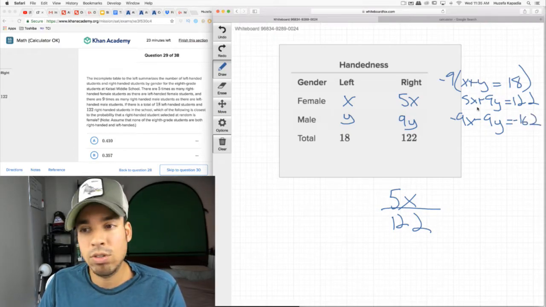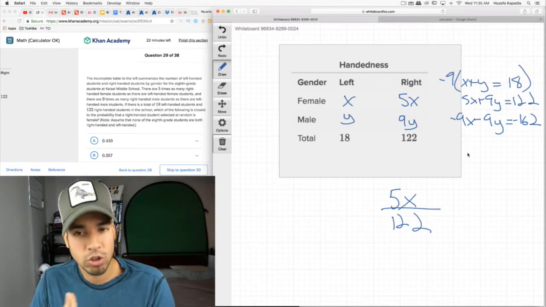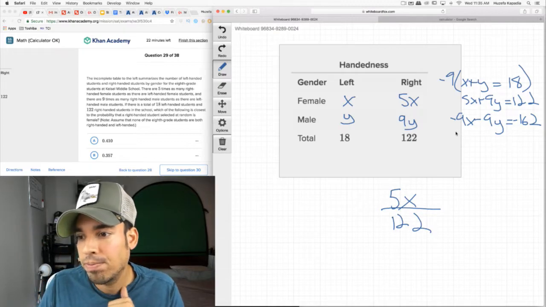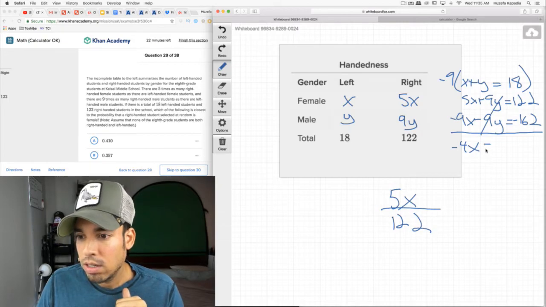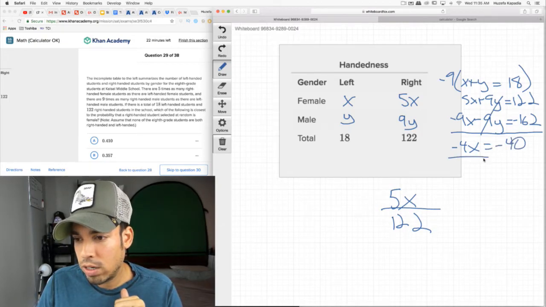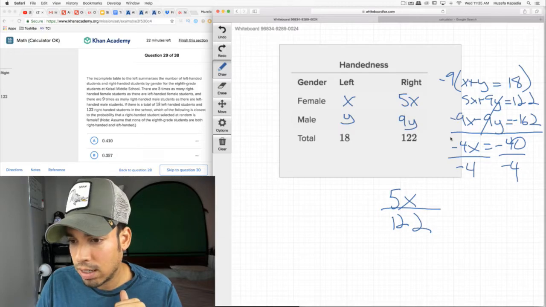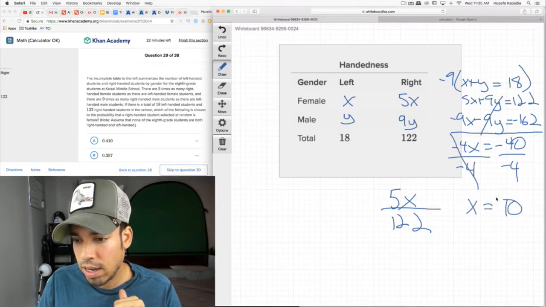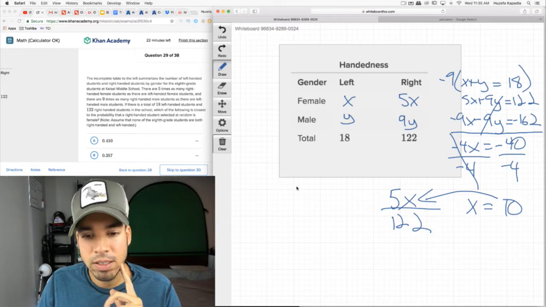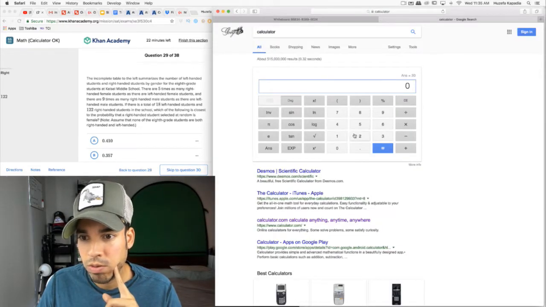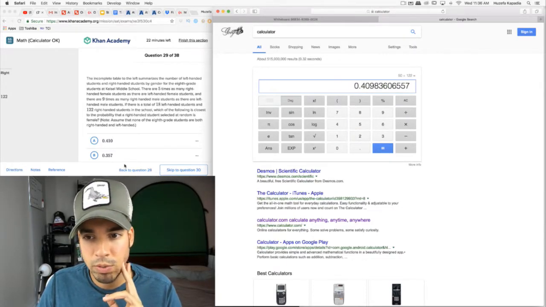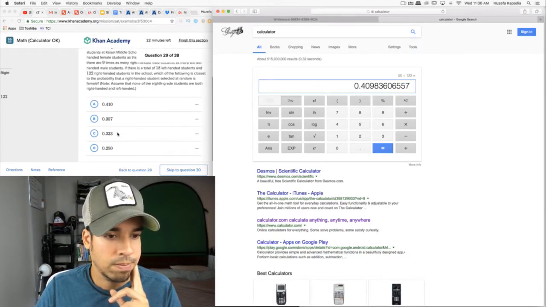And I didn't have to do it this way. If I eliminated the x's, let's say, it'd just be one extra step to solve for x later. Okay, 5x plus -9x is -4x. These cancel out, equals -40. Divide by -4, divide by -4. x equals 10. Plug it in there. 5 times 10 is 50 over 122. They want it in decimal format, so 50 over 122 equals 0.41 if we round.